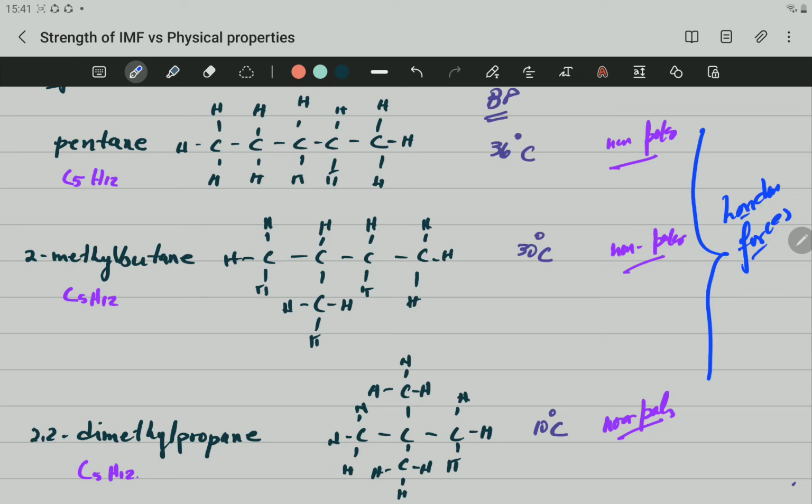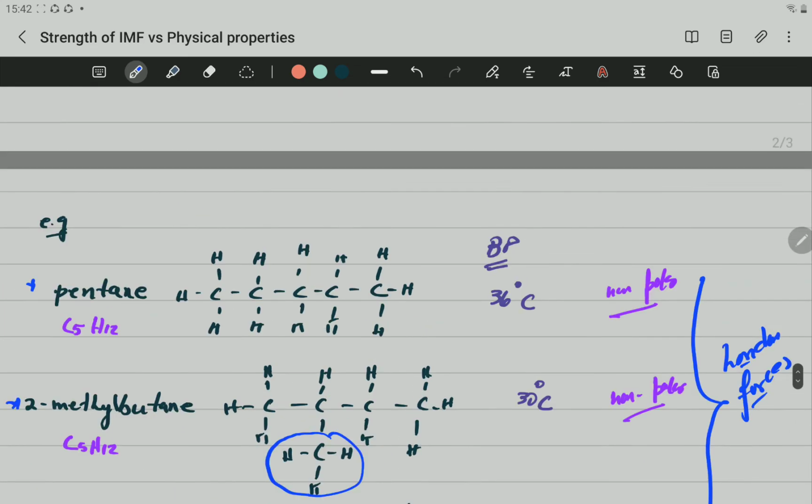So the only difference is the shape. The first one is one straight linear molecule, but the second one is not so linear. You can see a small part that is coming out here. And the last one is even more spherical, it's less linear. Therefore, that will affect the strength of the intermolecular forces. There are more spaces for the London forces in the first compound than in the second, and in the second than in the third. There is more space for London forces in pentane, and therefore it has a higher boiling point than the other ones.